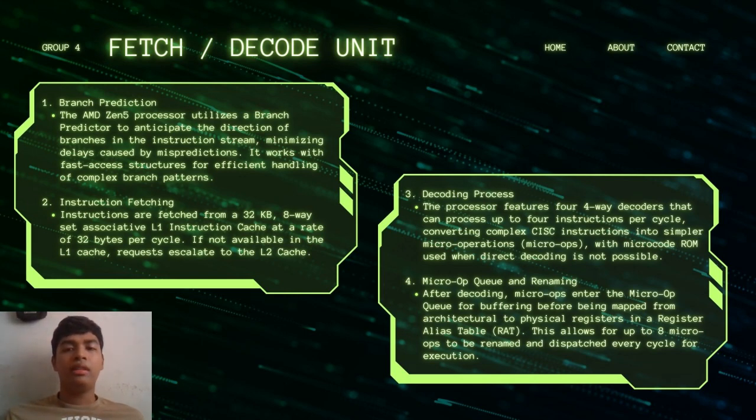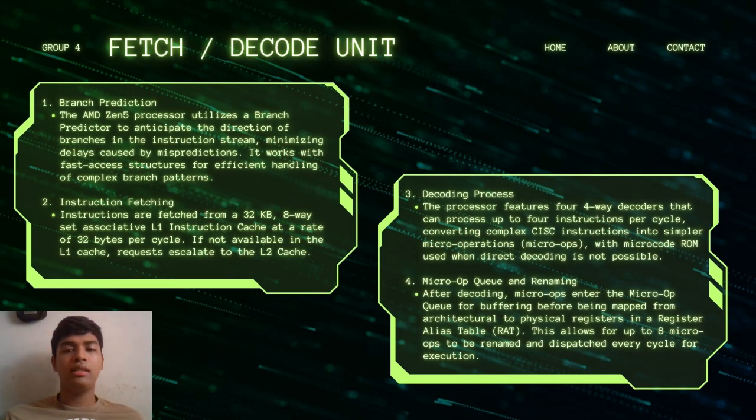The third one, decoding process. The processor from AMD Zen 5 is featured with 4-way decoders that can process up to 4 instructions per cycle, by converting complex CISC instructions into simpler micro operations, or micro-ops for short, with microcode ROM used when direct decoding is not possible.